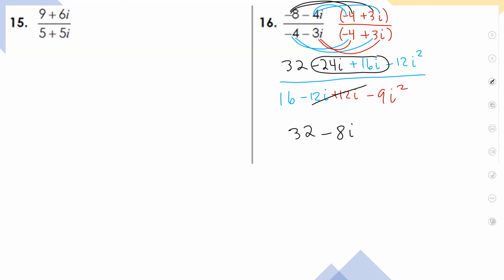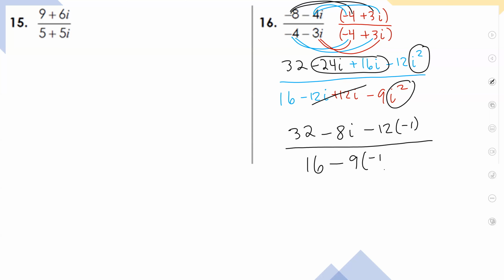Negative 24 plus 16 is negative 8. And then minus 12. But guys, what is i squared again? Negative 1. Okay, so that's my numerator. And the denominator, I have 16 minus 9, and i squared is just negative 1. Okay, let's simplify a little bit further.